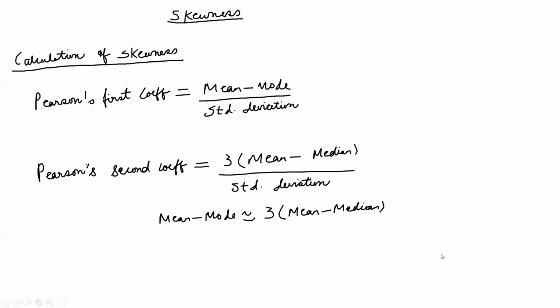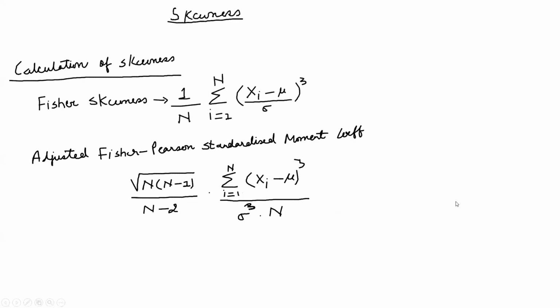Then we have the Pearson second coefficient. It is given by 3 multiplied by mean minus median, divided by standard deviation. It's very good to apply, especially when there is no mode. Okay, you don't have an exact way to find the mode. In that case, this second coefficient formula is much better.